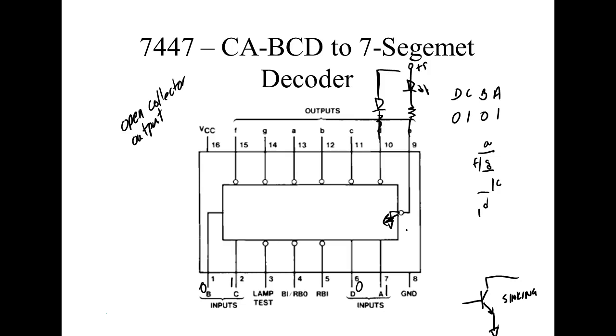So we have these weird guys down here called ripple blanking device. We have a lamp test. So if the lamp test went low, what would you think would happen? All the outputs would go low, and my 7-segment display would display an 8. So you'll see some places that have a little thing where you can press it. So if your display is doing something weird, you want to see if the 7447 is actually outputting lows, if one of the outputs is bad.